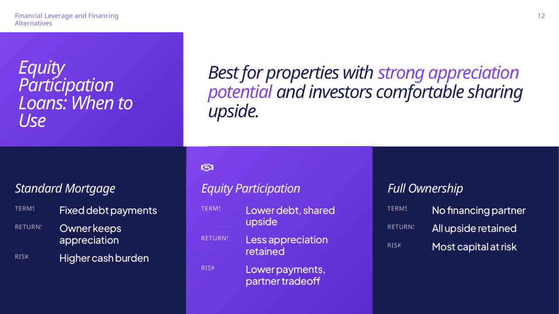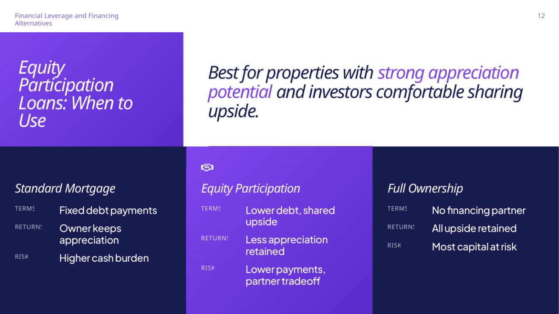These loans are particularly well suited for properties with strong potential for appreciation and for investors who are comfortable sharing the upside in exchange for certain benefits. Starting with the standard mortgage, it features fixed debt payments, meaning the borrower makes consistent payments over time. The return here is that the owner keeps all the appreciation, but the biggest risk is the higher cash burden since you're making those fixed payments regardless of property performance.